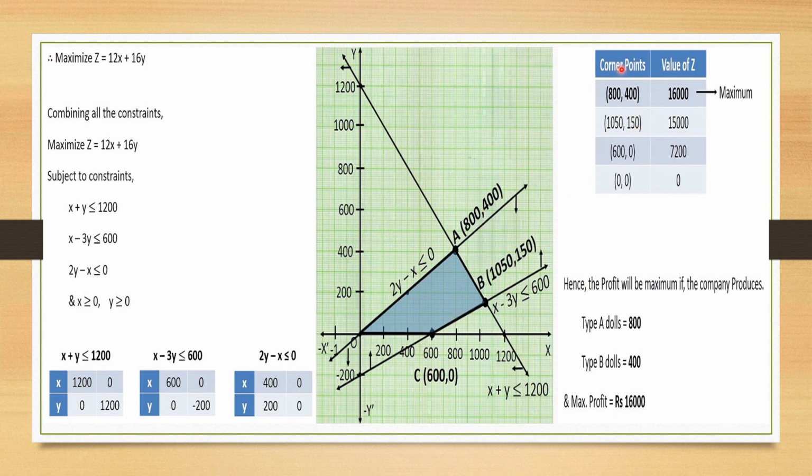So let us apply the corner point method. The corner points are 800, 400; 1050, 150; 600, 0; and 0, 0. As maximum is needed, you need not plot the last one, but it's okay if you check it. For 800, 400 it is 16,000. At this point it is 15,000. For 600, 0 it is 7,200. And the maximum we are getting is at 800 and 400. Hence the profit will be maximum if the company produces 800 dolls of type A and 400 dolls of type B, and the maximum profit comes out to be rupees 16,000.